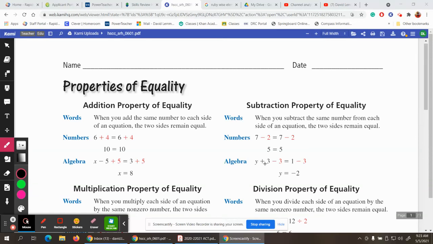All right, we're back today with properties of equality, continuing on our high school math review. Today, let's start with the addition property of equality.